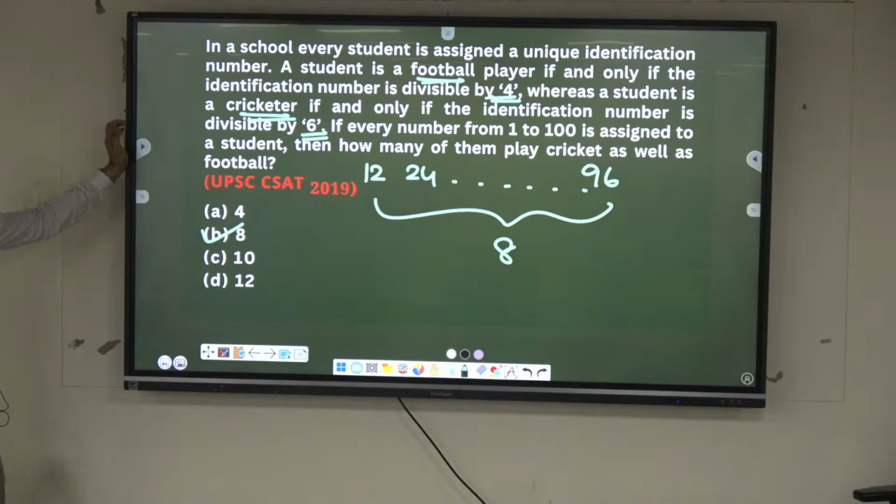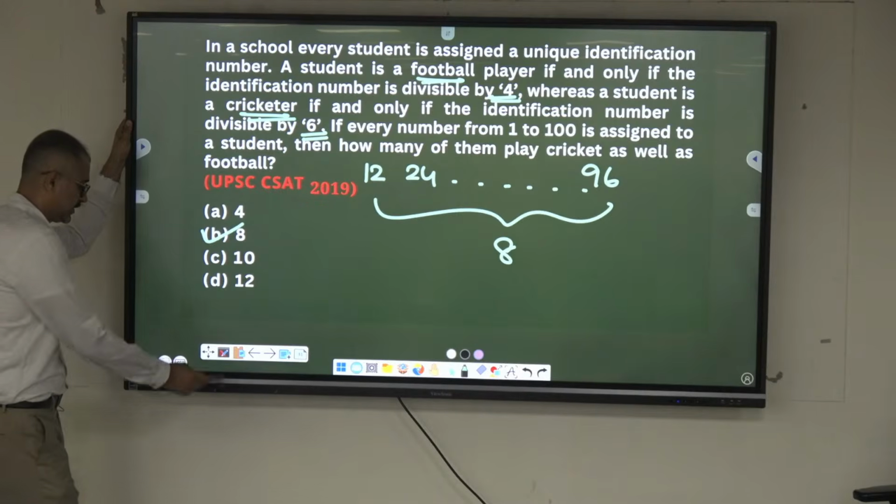Okay, LCM is 12 and up to 100. How many common multiples of 12 are there? Shall I move?